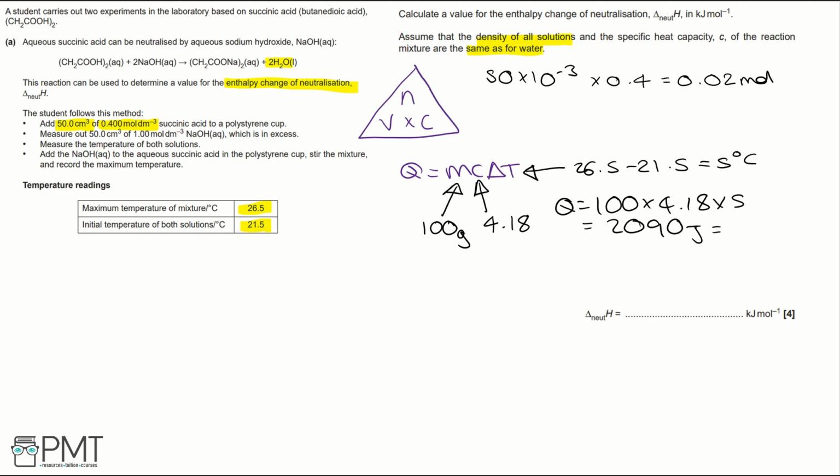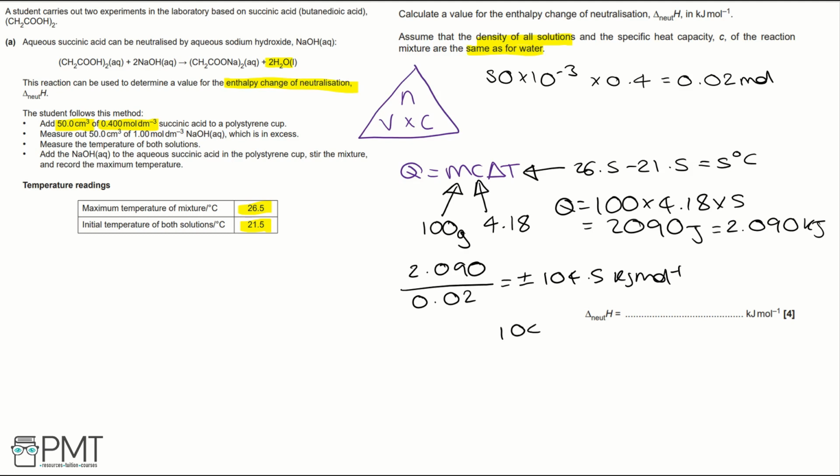Converting this to kilojoules, we get 2.090 kilojoules. Then we can work out kilojoules per mole because we've already calculated moles, and this would be 2.090 divided by 0.02, which gives us plus or minus 104.5 kJ/mol. But the very first thing I said was that we need to divide our answer by 2 because we have 2 water molecules produced. So it would be 104.5 divided by 2, which equals 52.3. And we need a negative sign in front of our 52.3 because the enthalpy change of neutralization is negative.